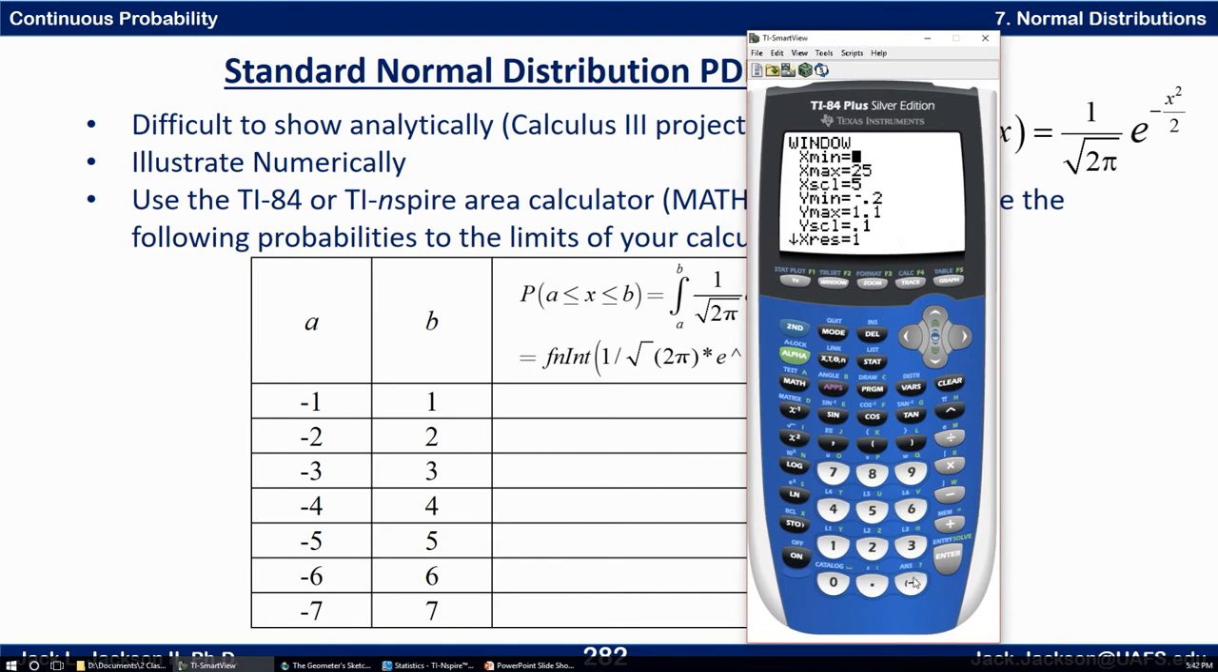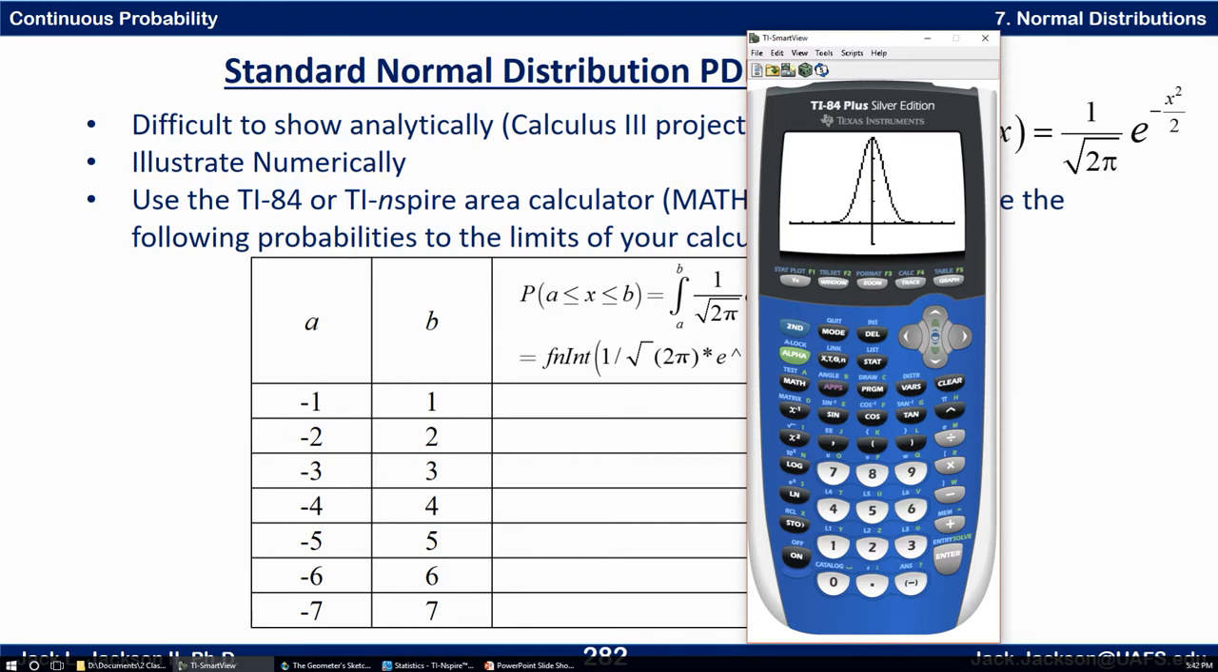I'm going to graph it from -7 to 7 on the x-axis, and just make the x scale 1. And I'm going to go from -0.1 to 0.4 on the y's. And let's take a look at the graph. Hopefully we're going to see this bell-shaped curve when we do that.